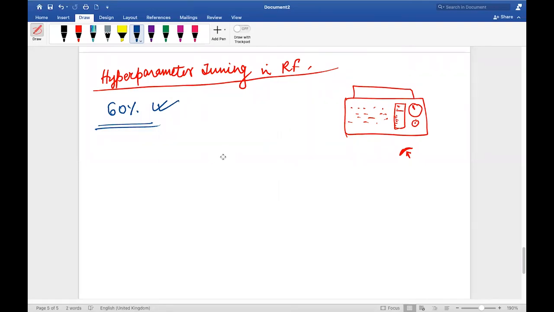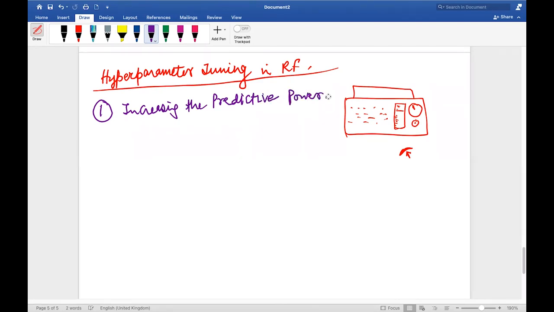How will I tune the model? What I have done is divide this hyperparameter tuning into two different parts. The first part I have called increasing the predictive power. First of all, have you all understood what hyperparameter tuning is? It is the process of fixing the parameters in a way which produces the result you need.